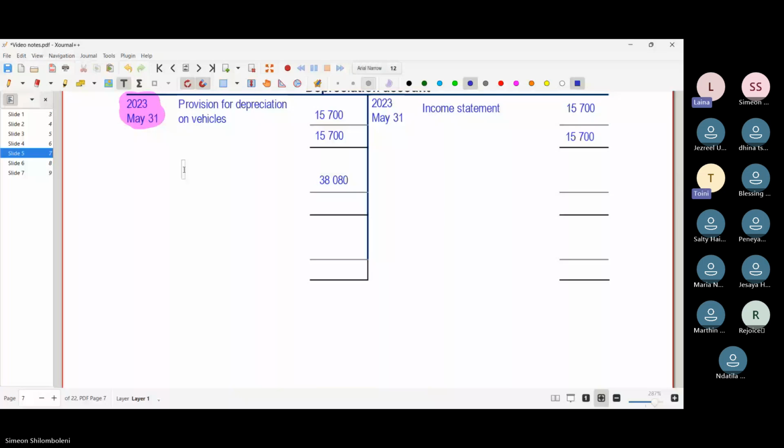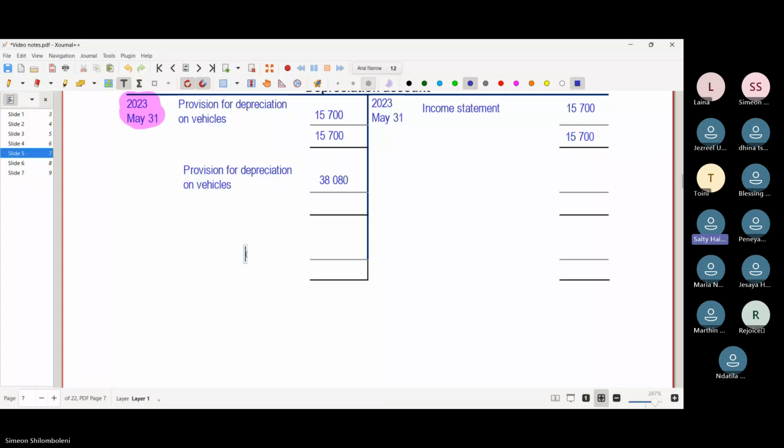Provision for depreciation on vehicles. What should I do next? Because I have already gone through the guidelines for you. Now we must just complete it. What should I do next?